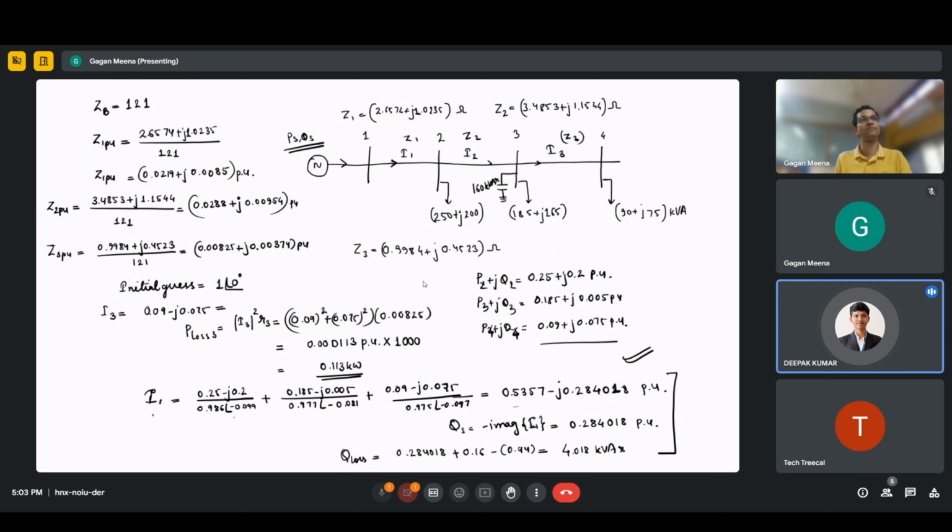Sir, in this course, power system stability is not there. Stability is not there in this course. So next we will study load frequency control, and after that it is unit commitment.